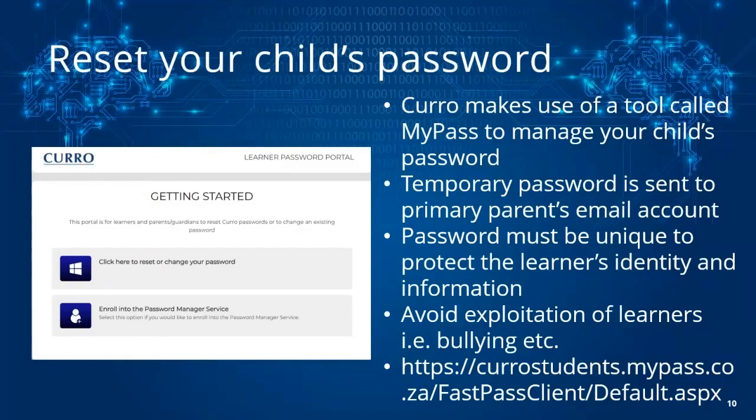So again, you will receive as a parent a temporary password to the primary parent's email account, and it needs to remain unique. Why this is so important again is we have instances all around the world where if a password is easy to guess, like 1, 2, 3, 4 or A, B, C, D, E, whatever the case is, another person can guess their password, and then they've got access basically to their digital identity as a Curro learner. So it's very important to make sure that the password is unique and not easily guessed, as it could just avoid that exploitation of learners, like bullying.